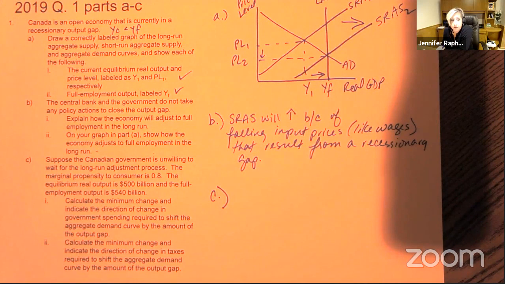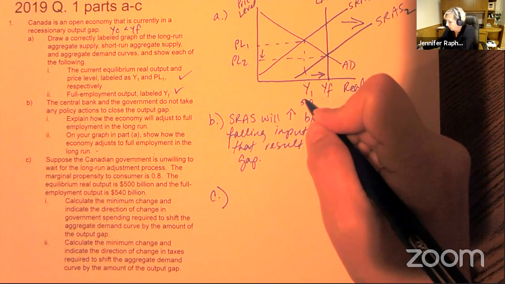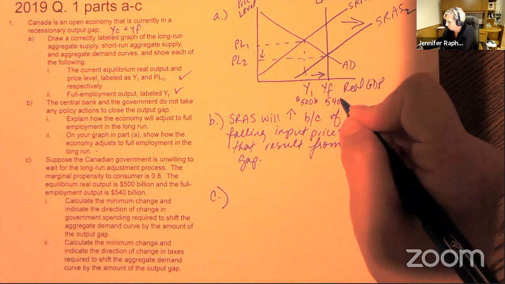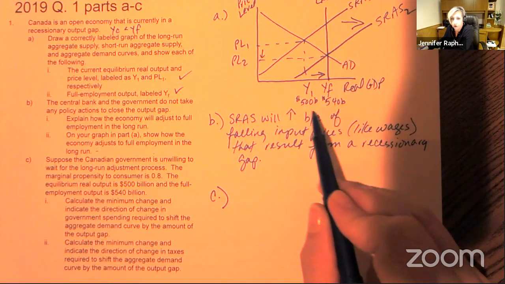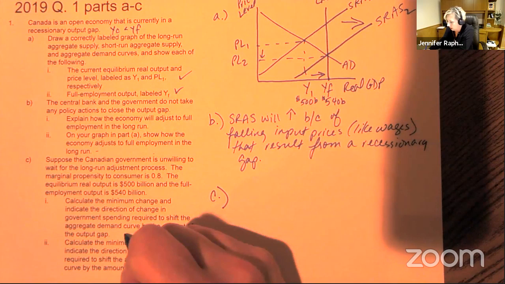We're told that MPC is 0.8, equilibrium real output is 500 billion, and the full employment output is 540 billion. So what they're saying here is that the current output is 500 billion, and the full employment level of output is 540 billion. So the amount of the output gap is $40 billion. Just keep a little note of that off to the side: the output gap.